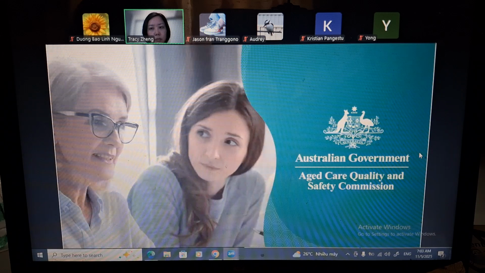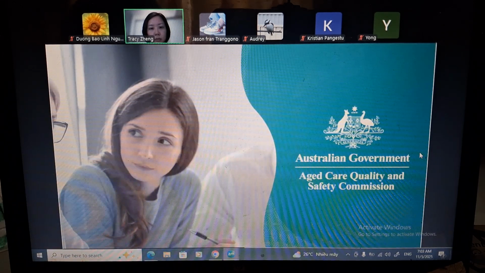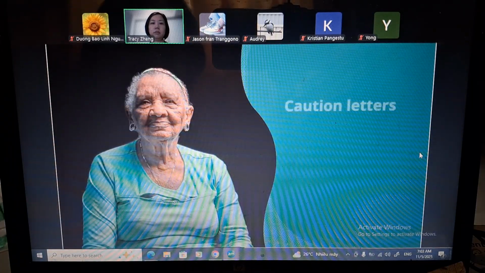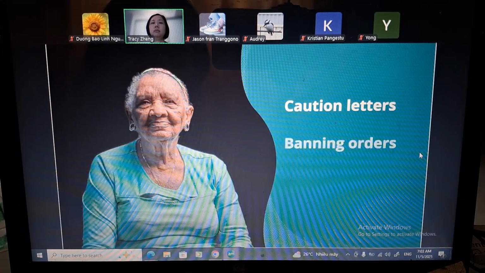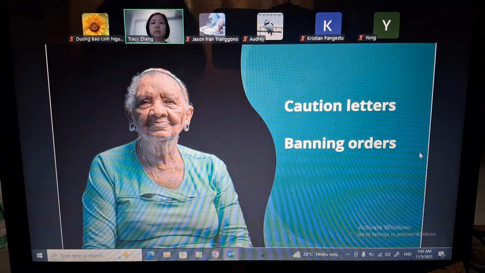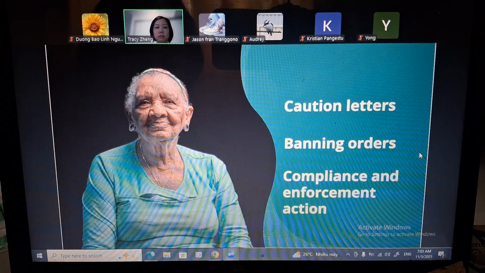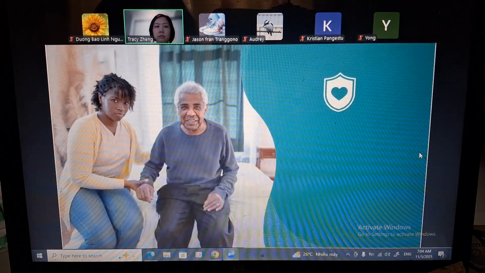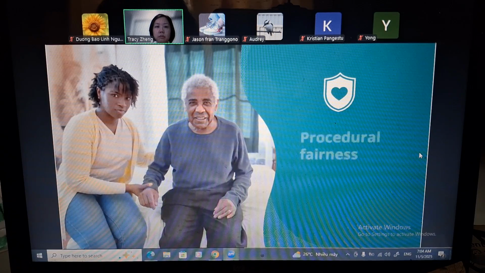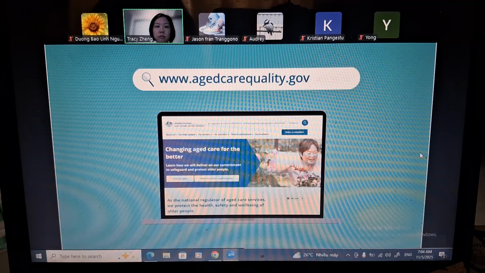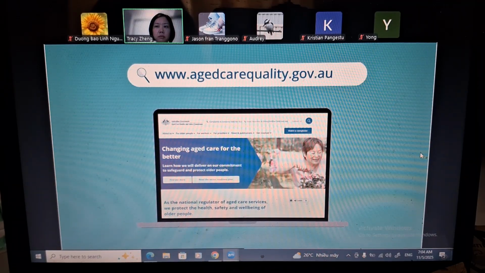If you act in a way that is not consistent with the Code, the Aged Care Quality and Safety Commission can take action. This might include issuing caution letters. In the most severe circumstances, providers, responsible persons, and aged care workers may be banned from being involved in aged care in the future. The Commission can also take compliance and enforcement action against registered providers. Any action that we take will afford you appropriate procedural fairness to have your say. To learn more about the Code, your obligations, and other aged care reforms, visit the Commission's website.